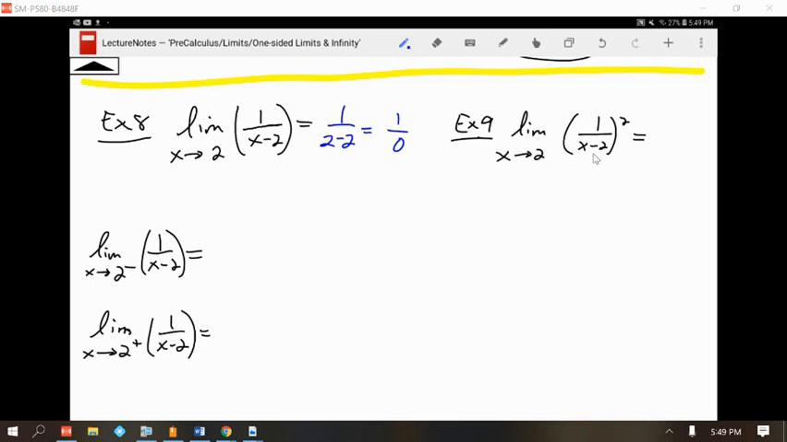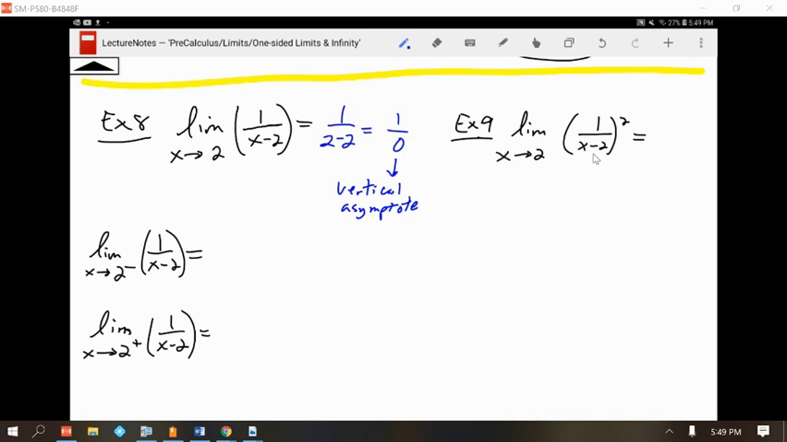Undefined means there's a vertical asymptote, okay? If it was 0 over 0, that would mean what? Everybody say it together. 1, 2, 3. A hole in the graph, right? 0 over 0, a hole in the graph. That would mean you're going to get an answer. You have to do more math.